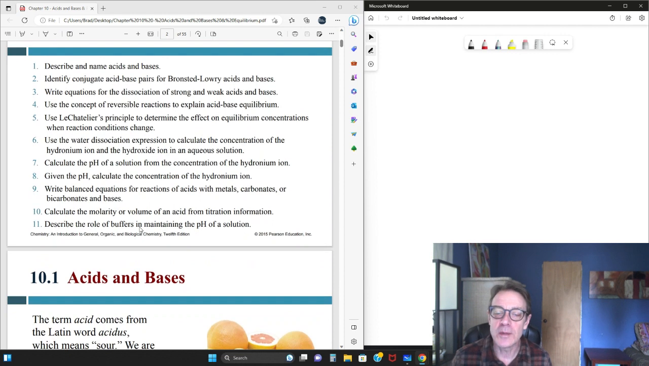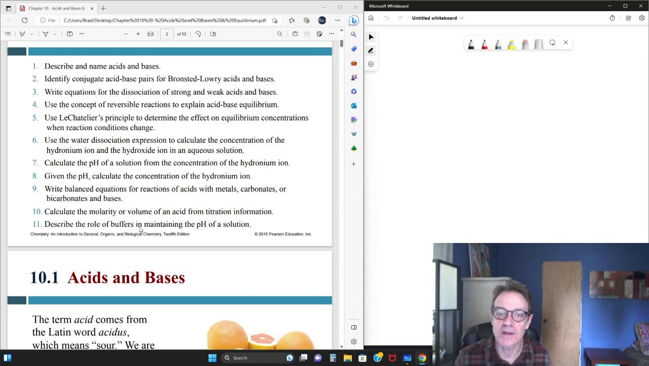Okay, so we will be looking at things such as naming of acids and bases. I don't worry about that too much. That's more of a memorization thing. I haven't found a huge rhyme or reason to naming acids and bases yet, but you see them enough times and you recognize the structures and the names that go with them. Okay. Identify acid-base pairs and something called Bronsted-Lowry acids and bases.